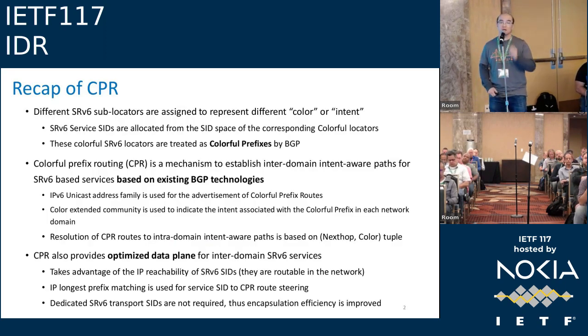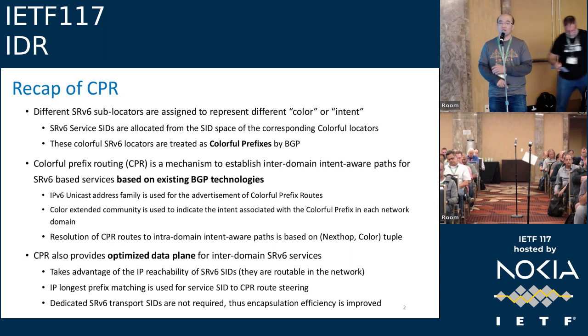Some recap about the CPR mechanism. This draft has been presented in an IDR interim meeting, so here is just a brief summary of the key messages. First of all, the basic principle of CPR is to make use of SRv6 locators to represent different intents or colors. We can assign different SRv6 sub-locators to represent the color or intent, so that we don't need to carry the color inside the NLRI. The SRv6 services can be allocated from the SID space of the corresponding colorful locators. Then these colorful locators are treated as colorful prefixes by the BGP protocol.